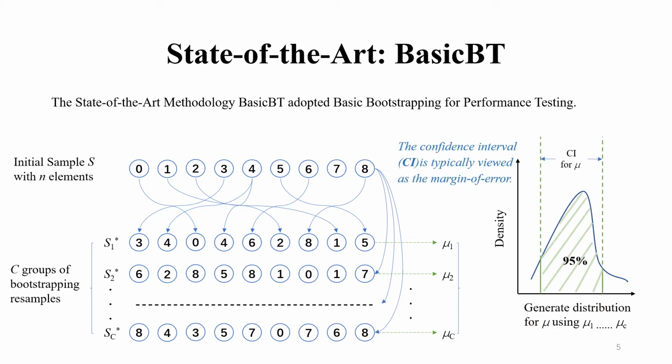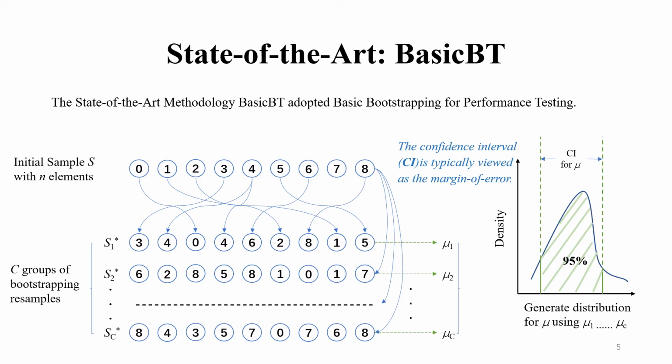From the distribution, we can easily establish the confidence interval for the mean performance, and the confidence interval is typically viewed as margin of error. After that, basic BT will use the width of the confidence interval to determine the stop criteria and the accuracy of the testing results.